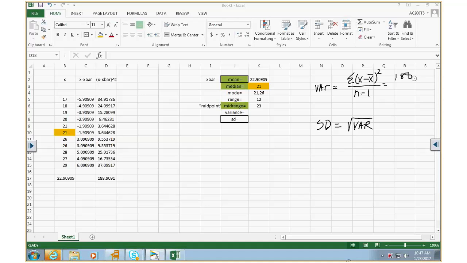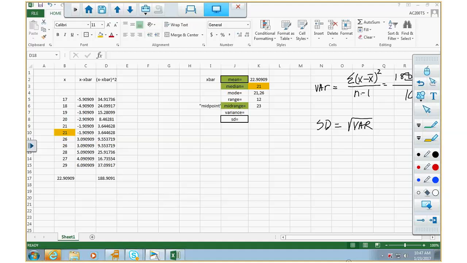Writing with the mouse is very hard. 9091 over, what's 11 minus 1? 10. So you just move the decimal what? Over one place. So 18.89091 is your variance.